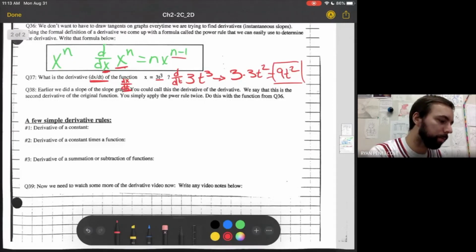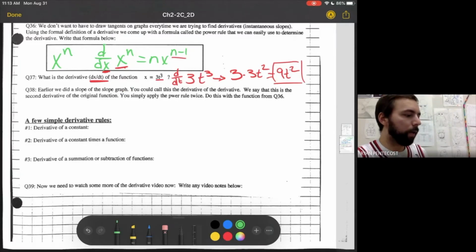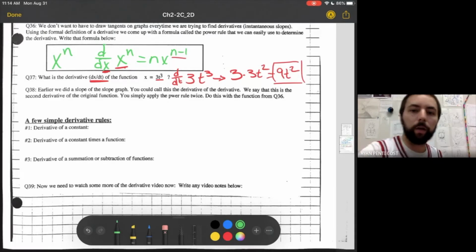Don't worry. Let's erase that, get that out of the way. Now, 38. Earlier we did a slope of the slope graph. You could call this the derivative of the derivative. We say that this is the second derivative of the original function. That's what you would call that. So what you could do is you'd simply apply the power rule twice. Do this with the function from Q36.